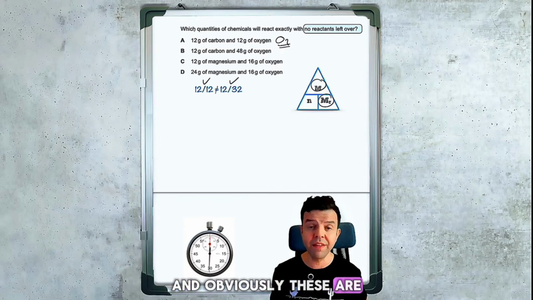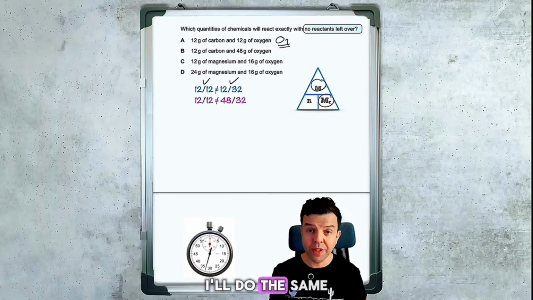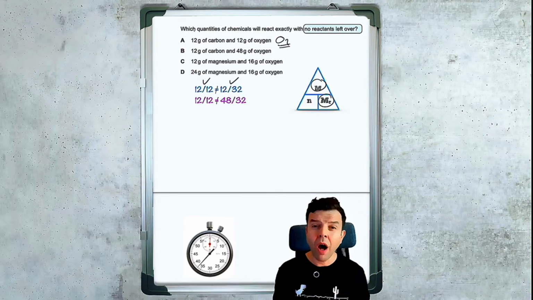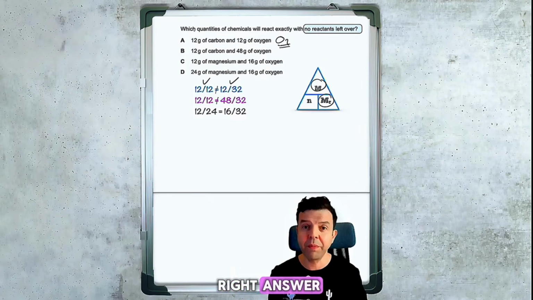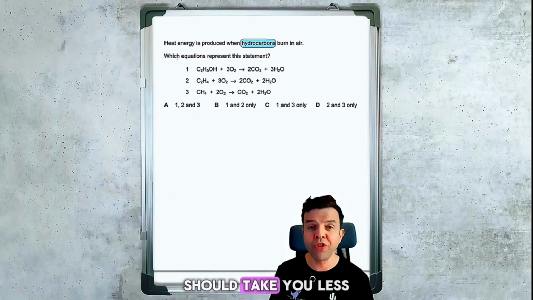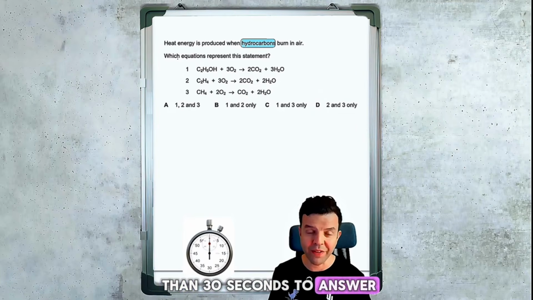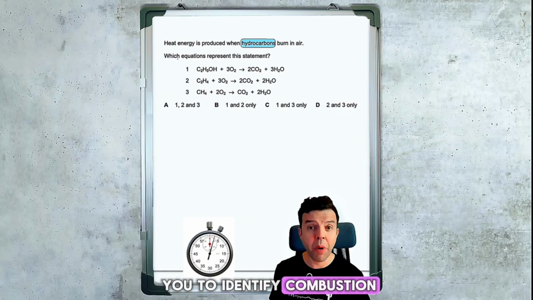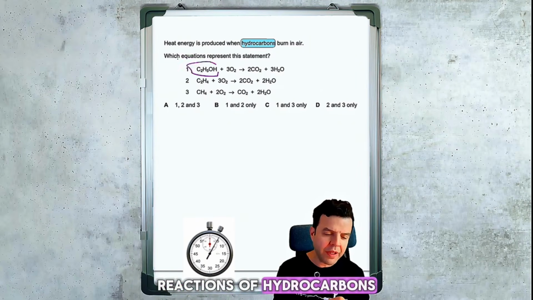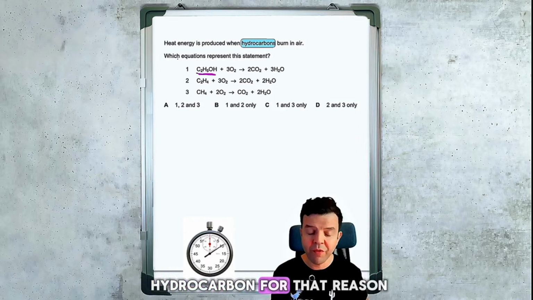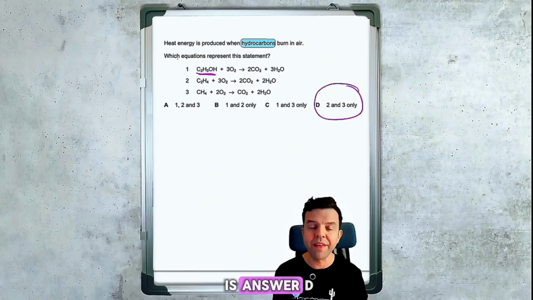And obviously these are not equal number of moles. I'll do the same thing for option B and this is still not equal number of moles. Option C is the right answer because both quantities are equal to 0.5 moles. This question should take you less than 30 seconds to answer once you identify the keyword. The question is asking you to identify combustion reactions of hydrocarbons. You have to realize that ethanol has an oxygen and is not a hydrocarbon. For that reason, the only correct option is answer D.